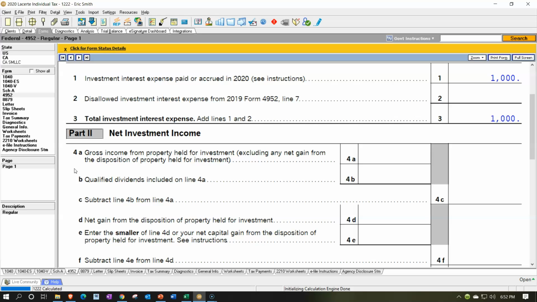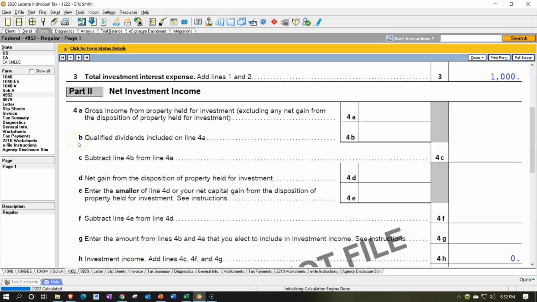So we've got gross income for property held for investment. So the income for property that's being held for investment. Qualified dividends included on line 4A. I'm not going to populate this because it's a little bit more unusual, but just be aware of that.